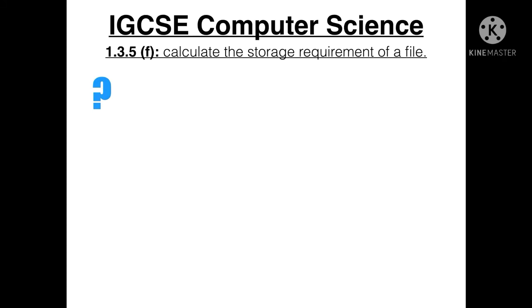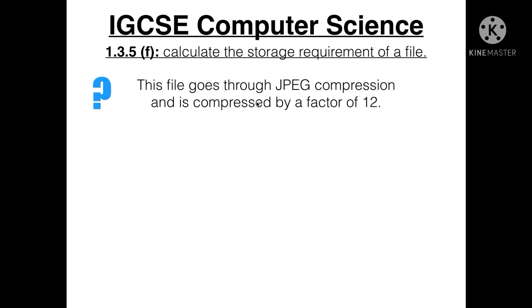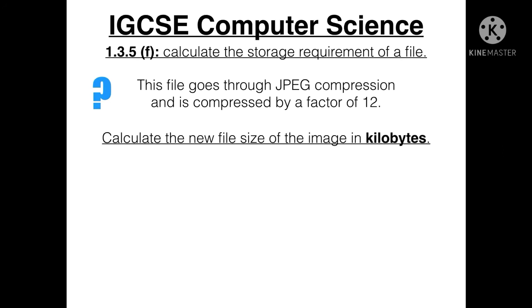So I'm just going to throw in a random question here. It's not really random, it's good for your learning. We're going to throw in a JPEG compression question. So this file goes through JPEG compression, and it's compressed by a factor of 12. Oh yeah, if any of my calculations here are wrong, then post a comment or something, and then I can use annotations to edit it. Anyway, it's compressed by a factor of 12. Calculate the new file size of this image in kilobytes.